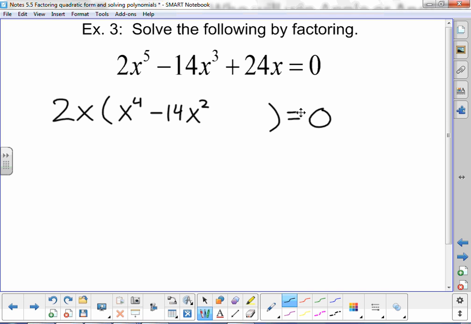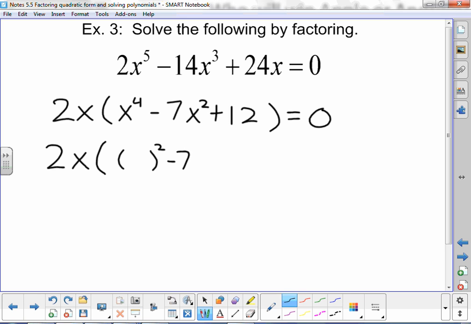Oh, that's not a 14. That's a 7. Aha, okay. Plus 12. All right. Now, this does look like not a pattern. That's not a perfect square right here. But this does look like a trinomial. It is a 4th power, so we're going to go ahead and try to turn it into something squared minus 7 times that something plus 12.